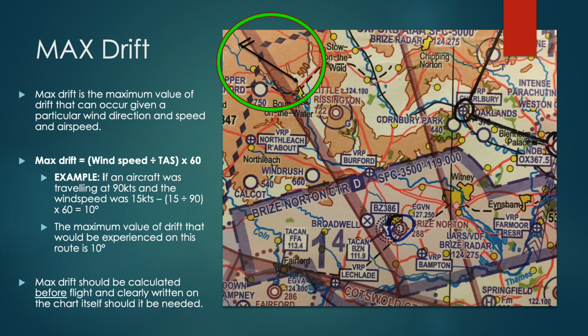So now that we've got this value, we need to work out how we can apply it to our track heading in order to account for the wind so that we can remain on our desired track and then not be blown off track. Okay, so now we're going to look at how we apply it and what proportion we use of that maximum drift.